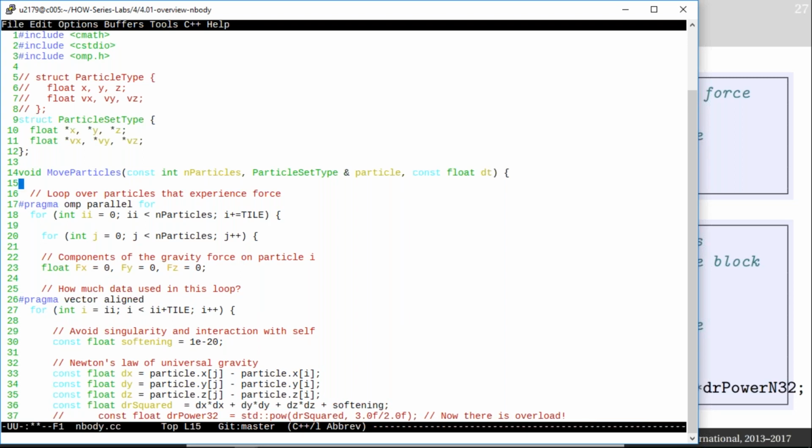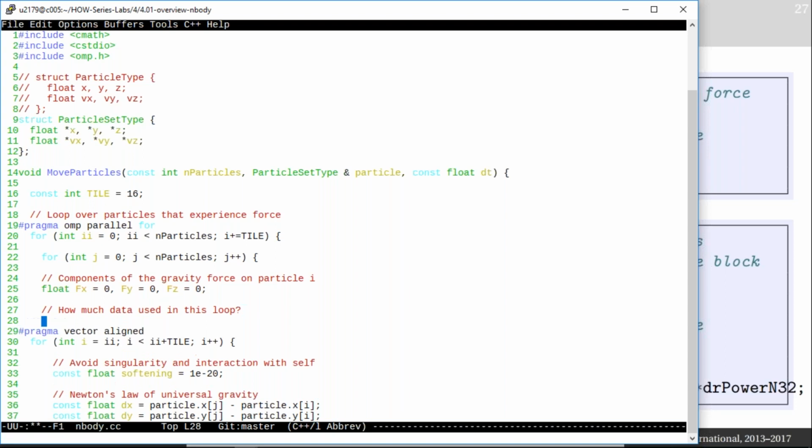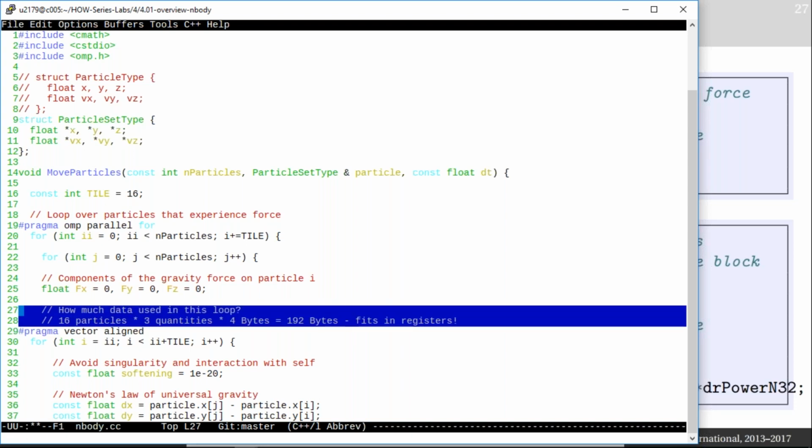How much data is used in this loop depends on the tuning value of tile, and I will declare it as 16 for lack of better knowledge. This is one vector. So how much data is used in this loop? 16 particles, 3 quantities, 4 bytes. This is 192 bytes. Enough to fit in the register file. So I'm not even reusing data in caches, I'm reusing data in registers.